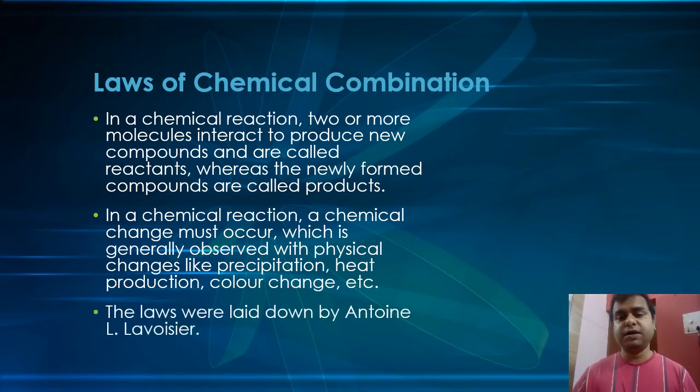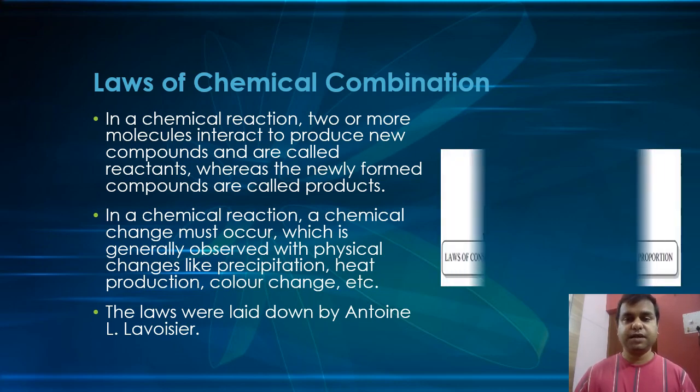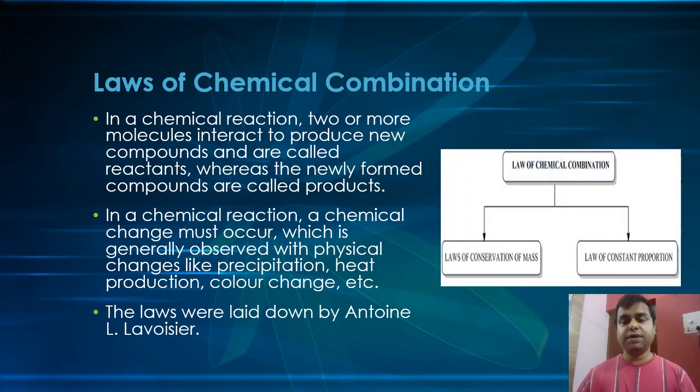So the laws of chemical combination were laid down by the French scientist Antoine Lavoisier. And let's see what he laid down. He put them down as two different laws under the law of chemical combination. One he named the law of conservation of mass, which actually follows the law of conservation of energy. I'll come to that when we discuss the law of conservation of mass. And the other one was the law of constant proportion. So let's have a look in the next slides at what these two laws are referring to.